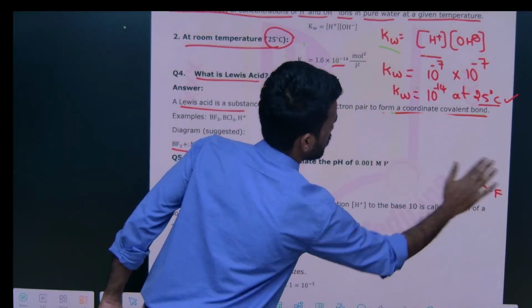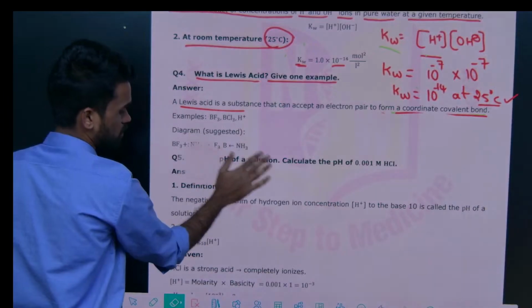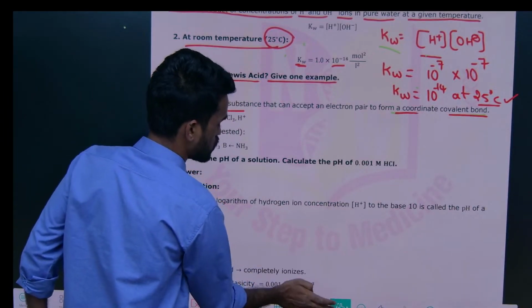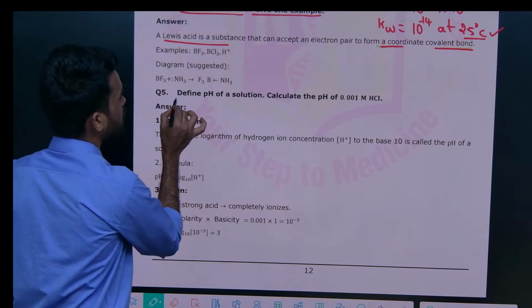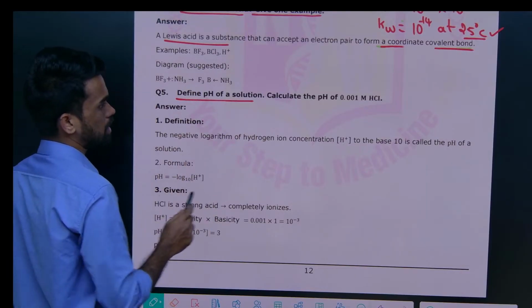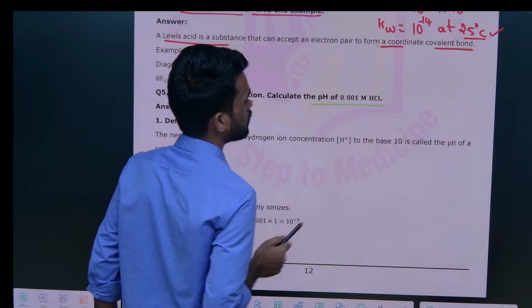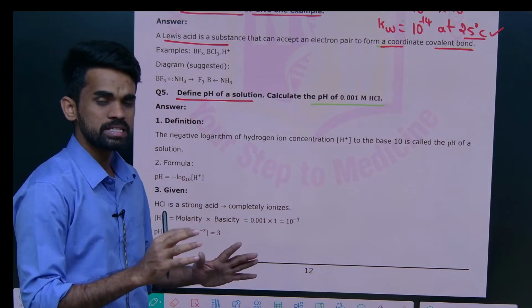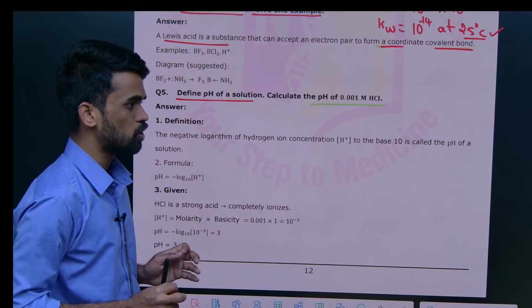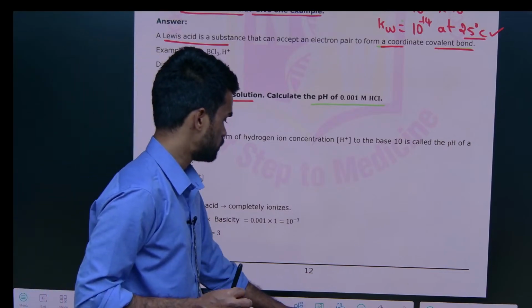Let us move forward with one more example. One more question: Define pH of a solution. How do you define pH of a solution? Then calculate the pH of 10 power minus 3 molar HCl solution. It's a very easy and important question. Just follow me, whatever I am explaining here.